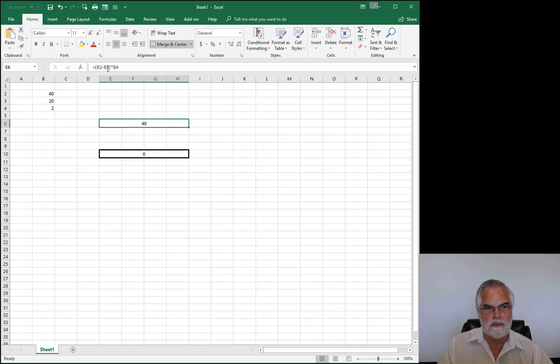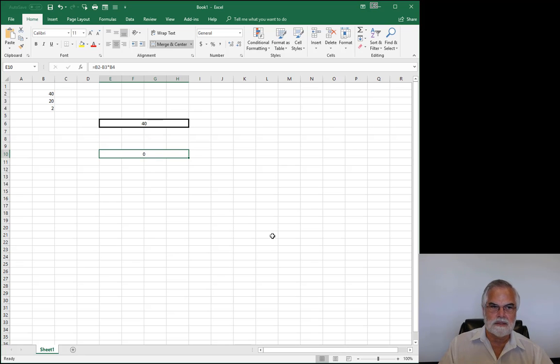You see, if you look at these numbers and you say, okay, if I do what's in the parentheses, I will get B2 minus B3. That's B2 minus B3. And what would that end up with? 20. And then I use the multiplication times B4, which would be 40.